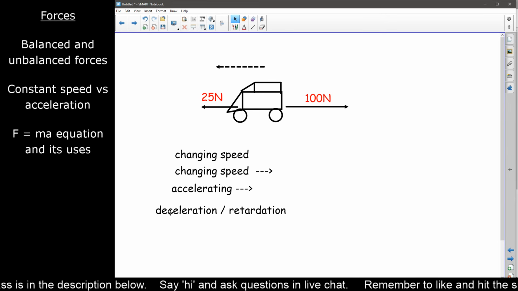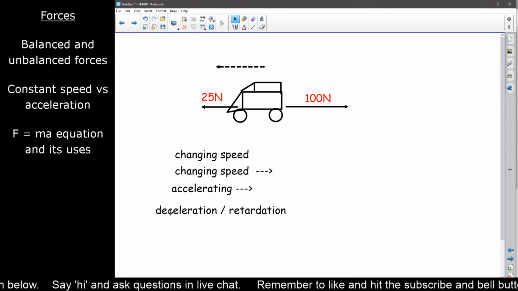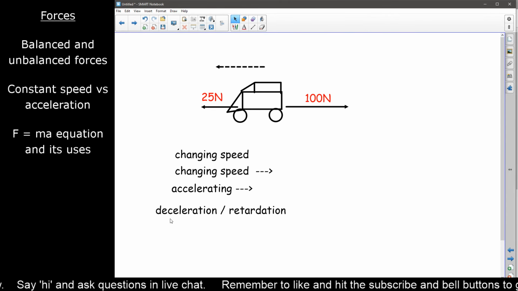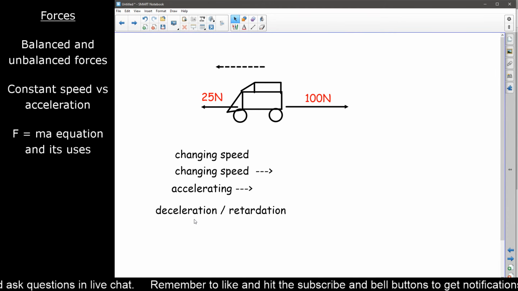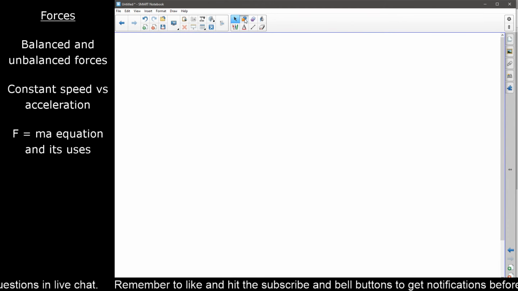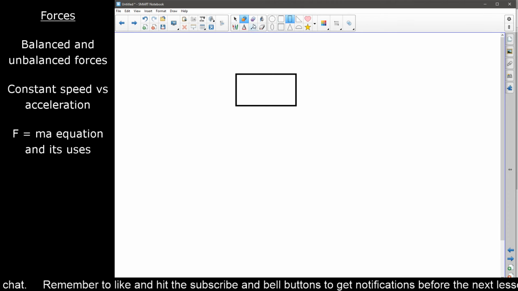Remember from our motion one, if you had a equals v minus u over t, that if v was smaller than u, then you get a negative answer. And the negative answer for acceleration is deceleration. Right, so that's point one cleared up. Point two in this then is recognizing when things are balanced or imbalanced.